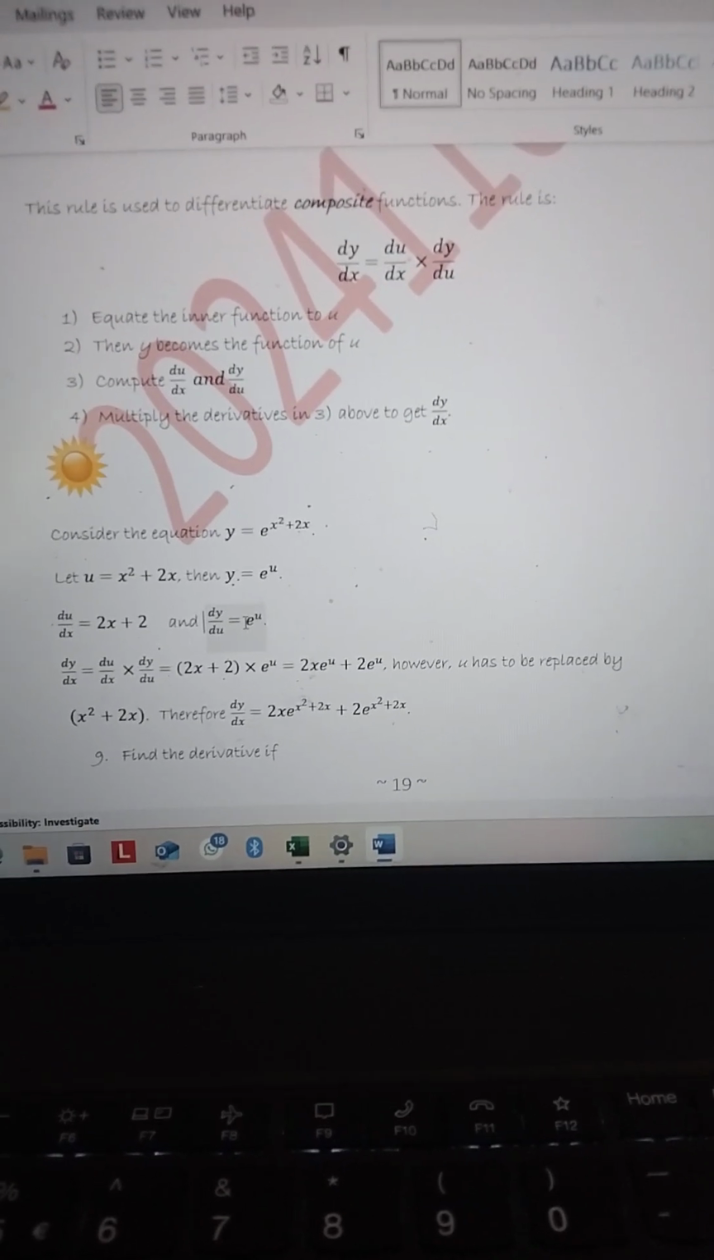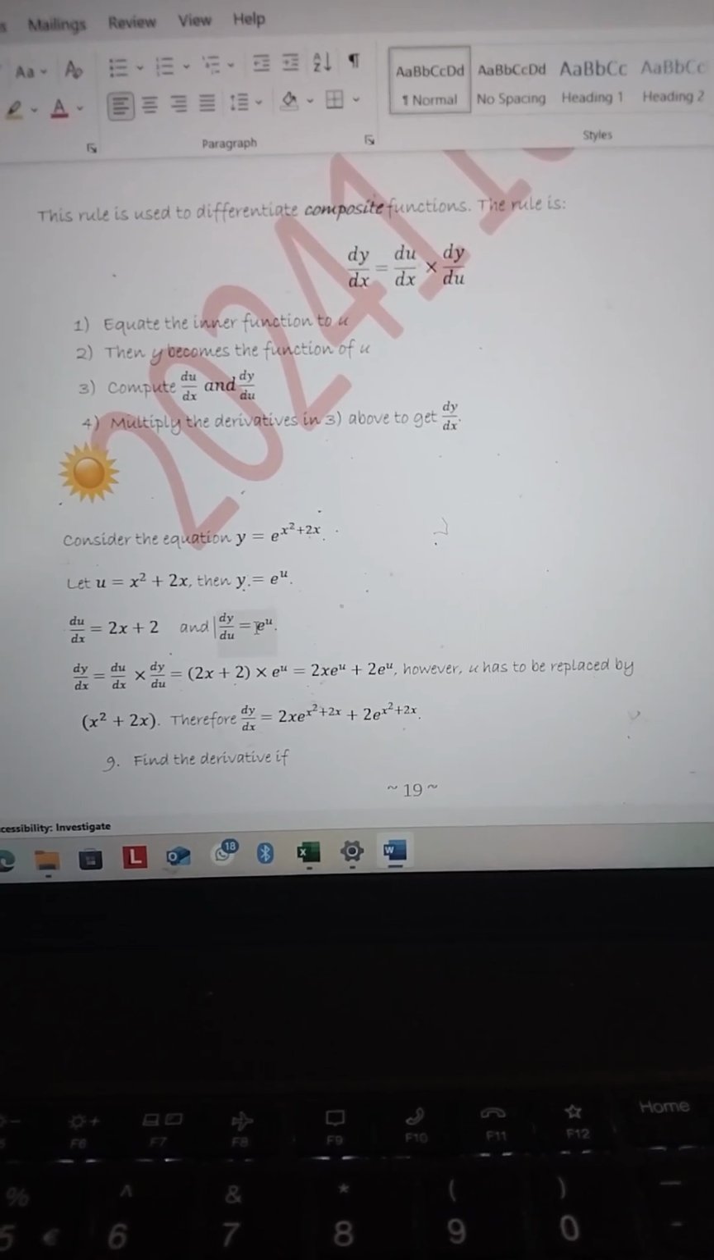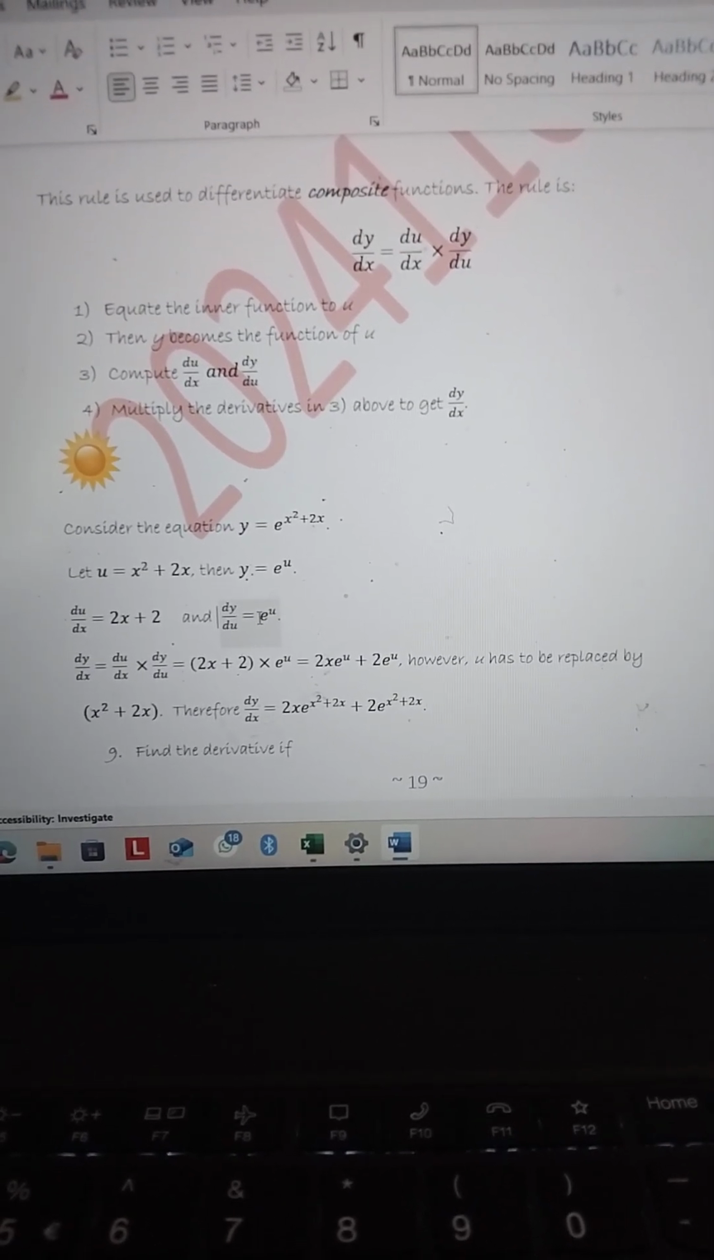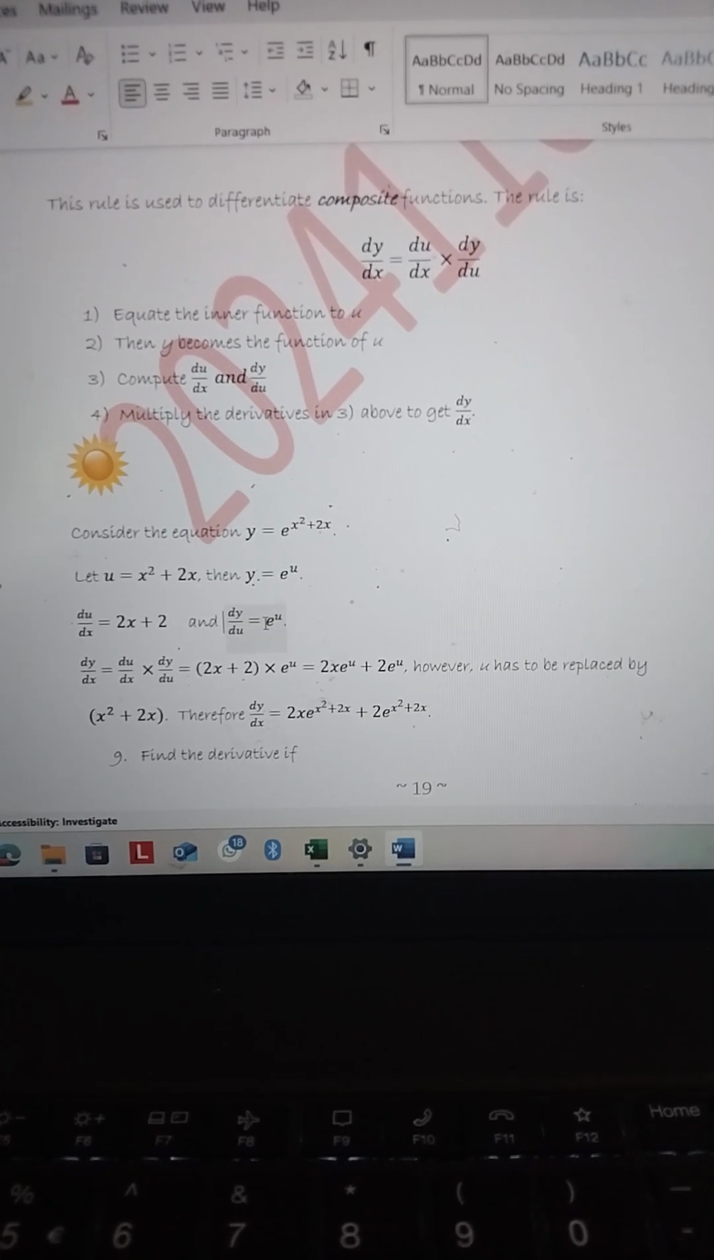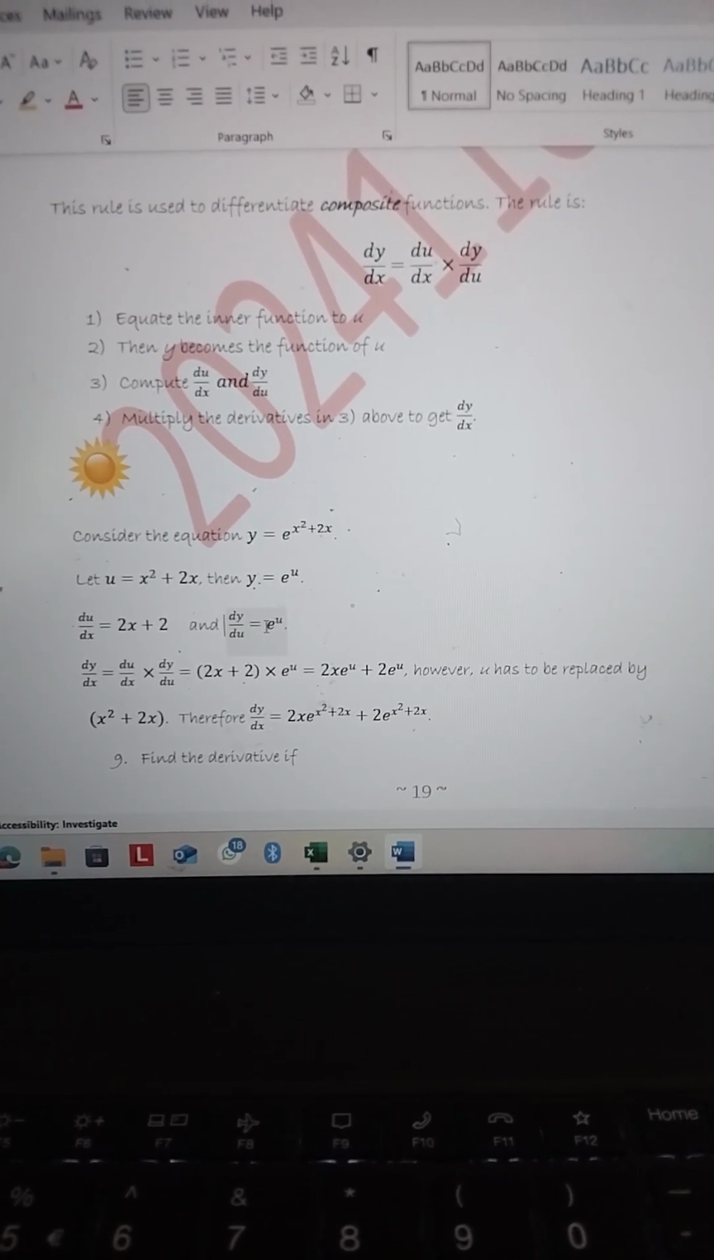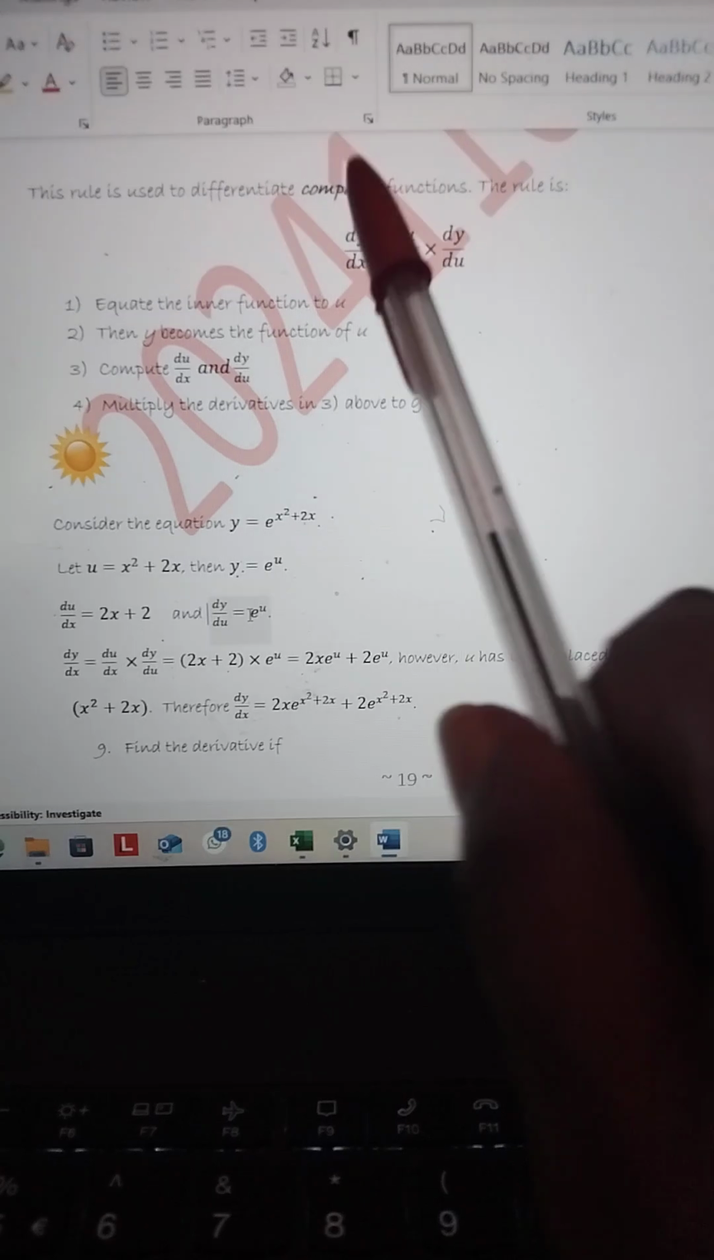Hello guys. Today we create a chain rule. Chain rule is one of the rules of differentiation. So chain rule yona e apply on composite functions.